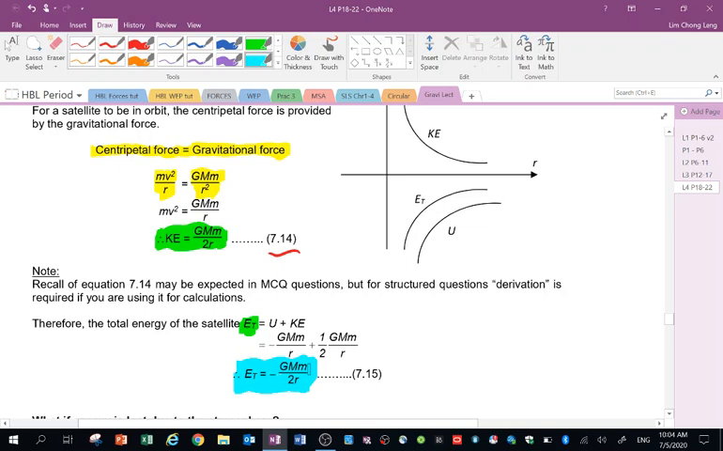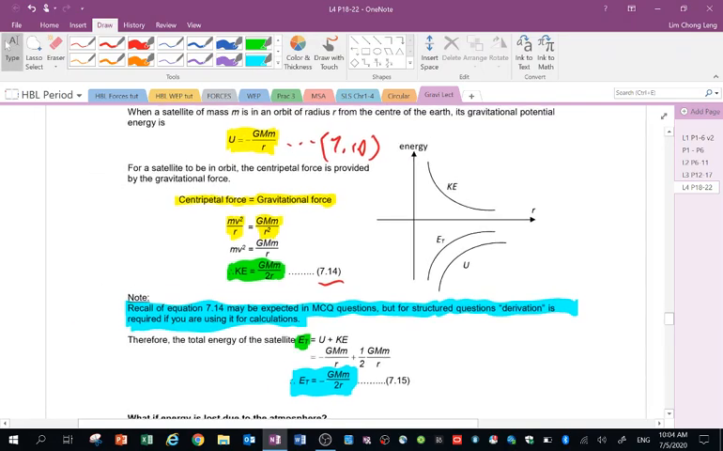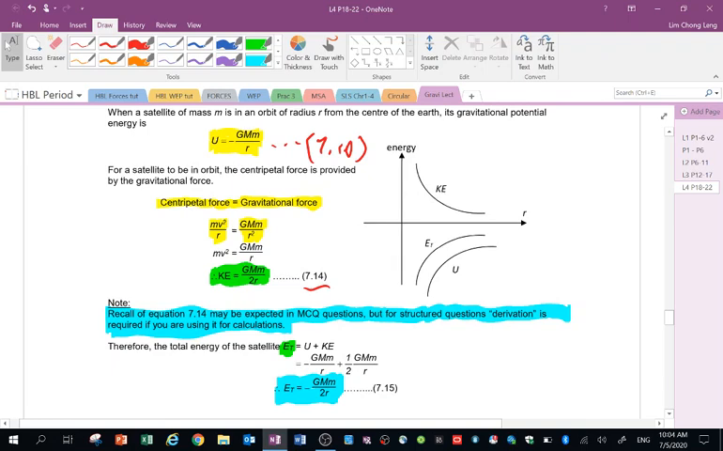You have to memorize all these three equations, or in fact, you don't need to memorize, you have to learn how to derive, okay? Recall of this equation may be expected in MCQ. Again, you need to derive this. You cannot just apply the equation, unless it is a multiple choice question. So derivation is required.